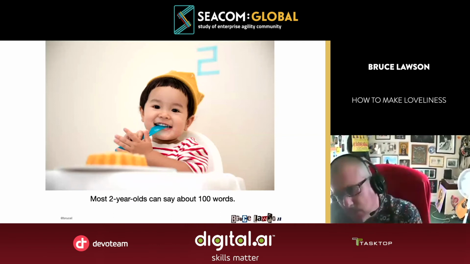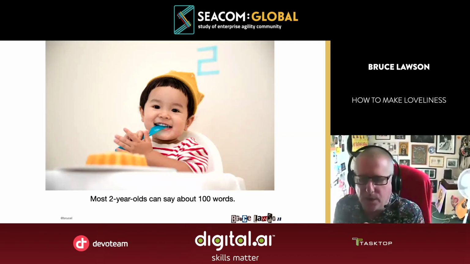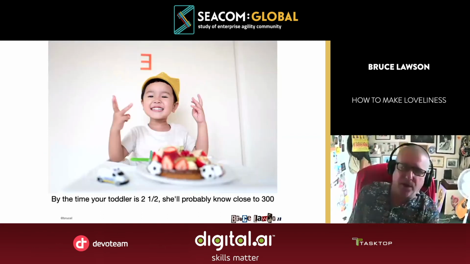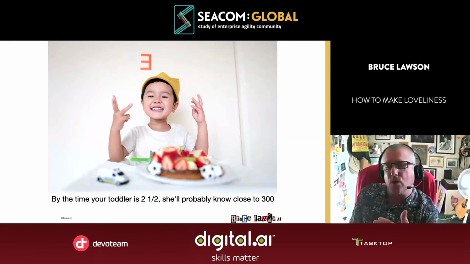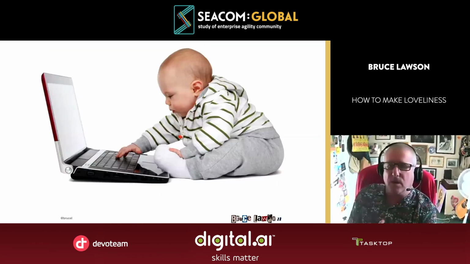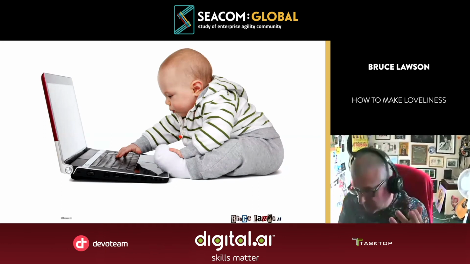Most 2-year-old humans can say 100 words in their native language. By the time your toddler is 2.5, she'll probably know close to 300 words. There's 120 words in HTML. I'm merely asking you to be more fluent in the lingua franca of the web than this baby. And I can tell you that this also was delicious.